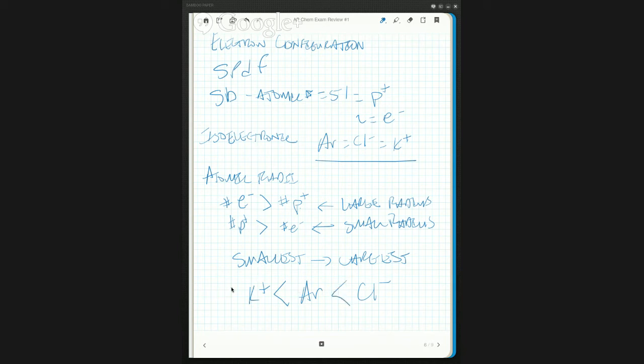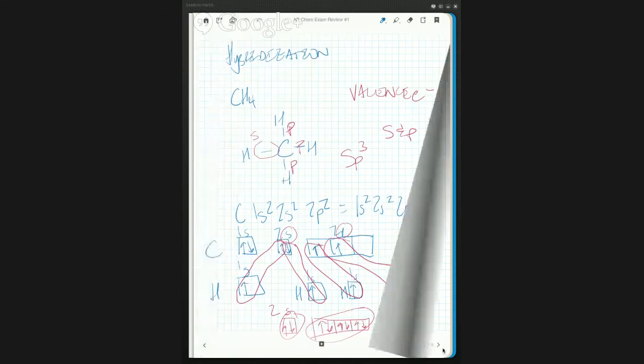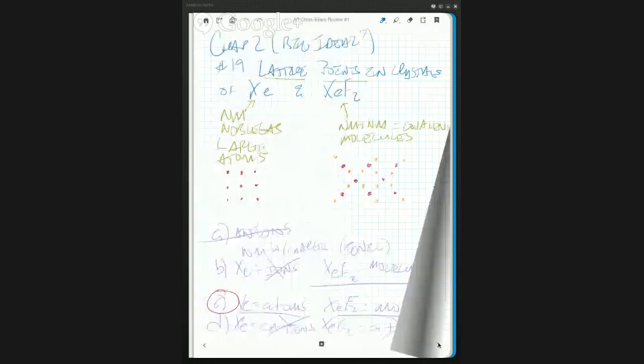Okay, so that would be using that with atomic radii, and that's one of the trends as well. And I think you guys can be able to do the trend of atomic radii. That one's a pretty simple one, but that's how it ties in there with isoelectronics. And let's go to a different page to finish this off.